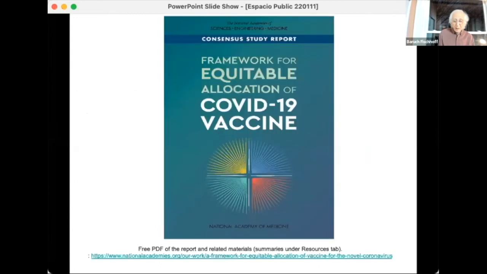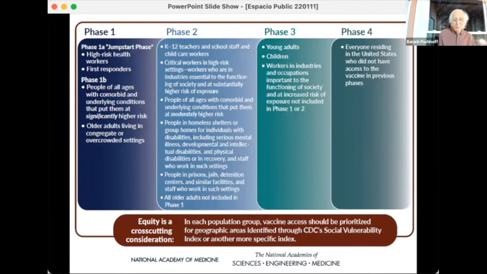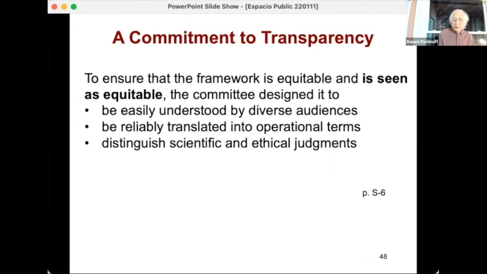Do the research. In the summer of 2020, I had the opportunity to be on our National Academy committee that advised the federal government, particularly the National Institutes of Health and the Centers for Disease Control and Prevention, on equitable allocation of COVID-19 vaccine. We produced a chart, widely known in this country, of a phased introduction, showing the groups that we thought were priorities. The report came out on October 2nd, 2020, before we actually knew we had vaccines. The committee, one of the best committees I've ever been on, had a strong commitment to transparency, to ensure that the framework is equitable and is seen as equitable. The committee designed it to be easily understood by diverse audiences.